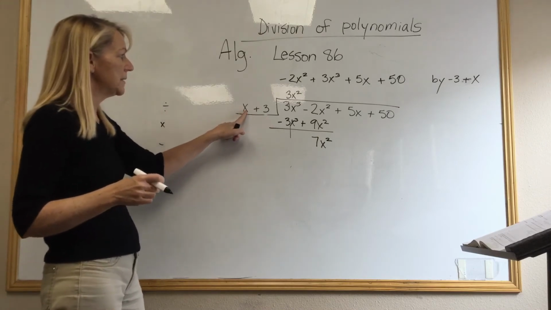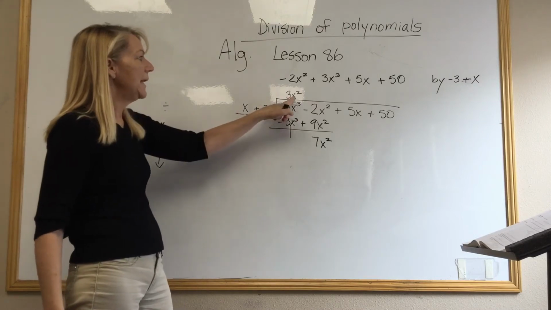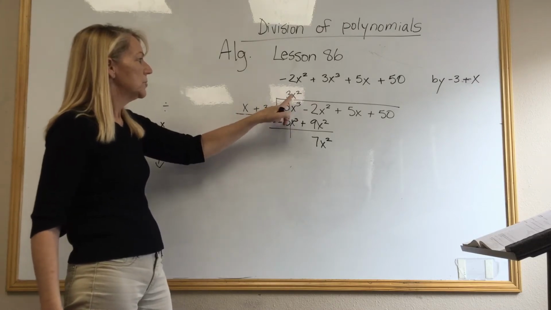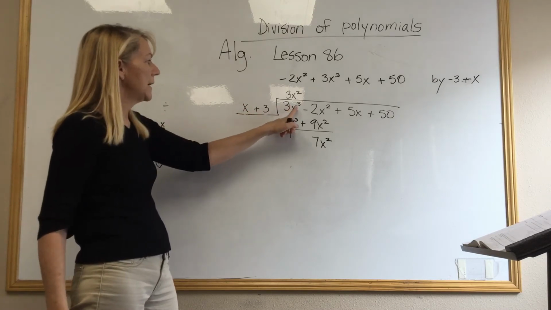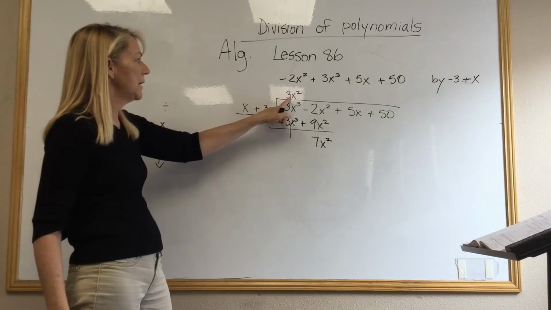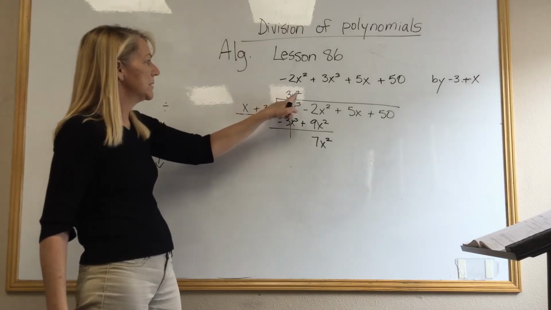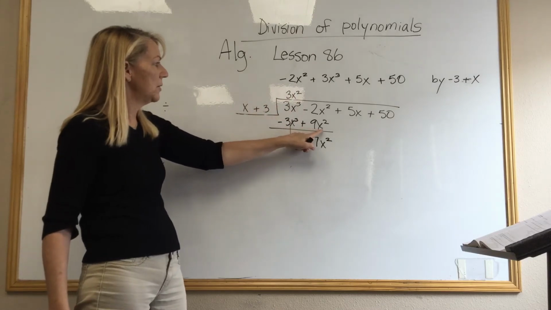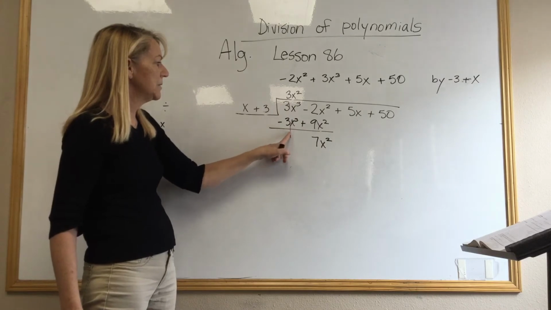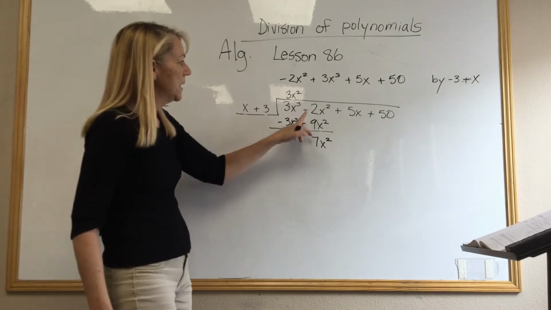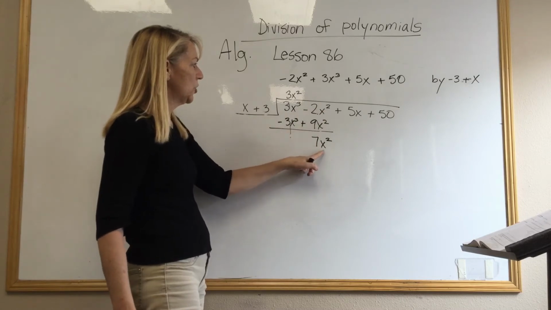We're looking at this, and I'm dividing 3x to the third divided by x. That equals 3x squared. Now I do my multiply. x times 3x squared equals 3x to the third. 3 times 3x squared is 9x squared. I write my answers here and I subtract. When I subtract this, it comes to 0, it eliminates it. Negative 2 plus 9 is 7, so I bring down those. Now I'm ready to start again.